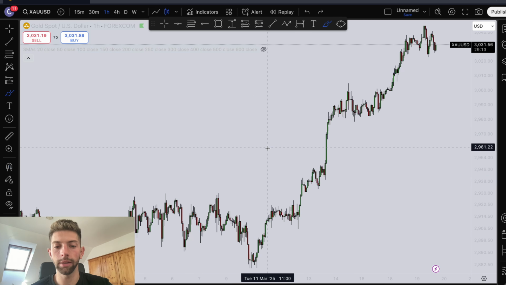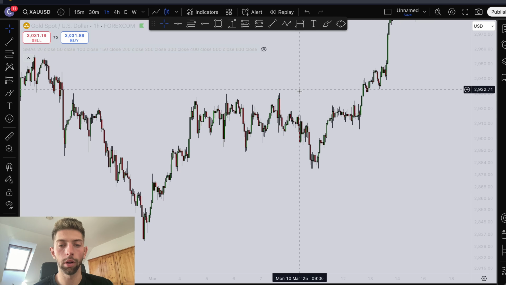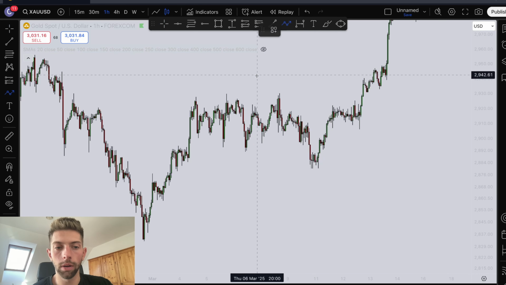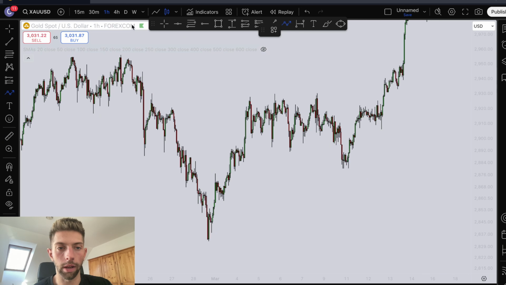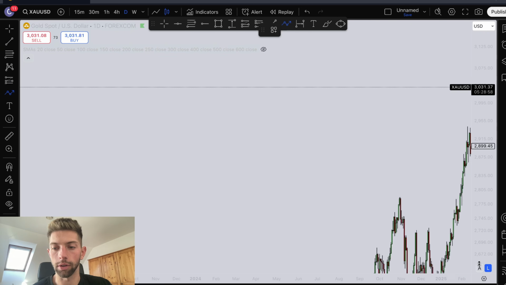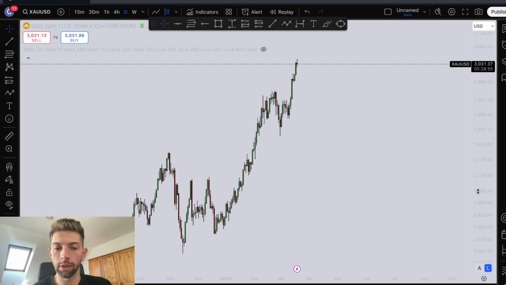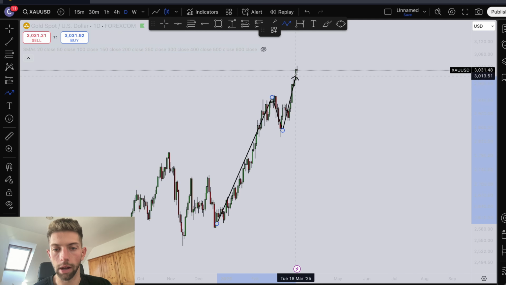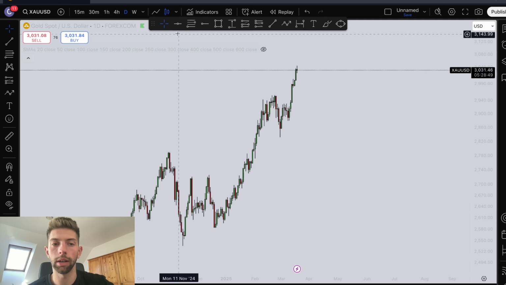Let's start out with gold, because it was on gold and on silver. Let's start on a daily. On the daily, you can see we are clearly making higher highs and higher lows. So on the daily, we are bullish.